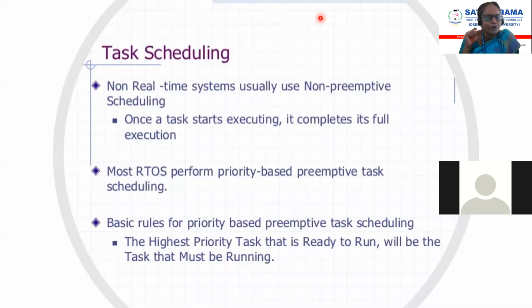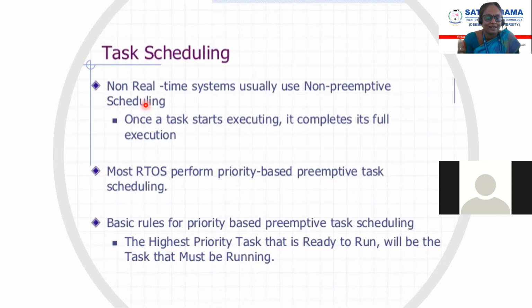But how were we scheduling the task, can you understand? These are the different tasks that come under task management. But for task scheduling, now you have technical words: non-preemptive scheduling and preemptive scheduling. Non-real time uses non-preemptive scheduling. That means once a task starts executing, it completes its full execution. So once you perform the task, it is non-real time.